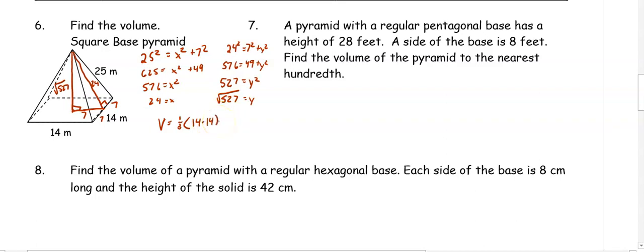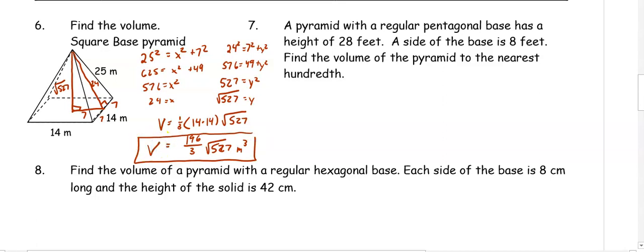Times the square root of 527. So when we simplify here, we get 196 over 3 root 527 meters cubed.